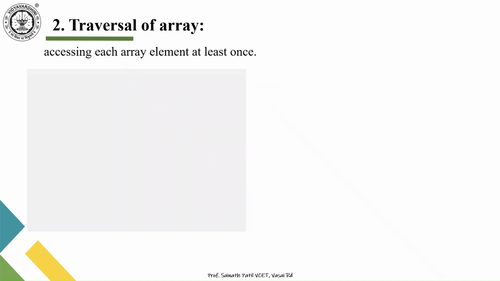Second operation, that is traversal of array. That means accessing or visiting each data element in the array at least once. To understand this, we directly write a C program. We include the header files that we know. Here is the declaration for array, display array content. Display array content is nothing but visiting each element. So the display function is written basically for array traversal.